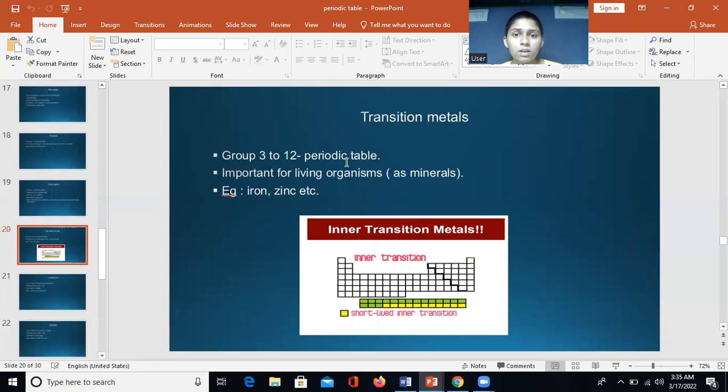Now let us come to the transition metals. Groups 3 to 12 in the periodic table are known as transition metals. They are important for living organisms as well as minerals. So the examples for transition metals are iron, zinc, etc. Here we can see inner transition metals in a chart.